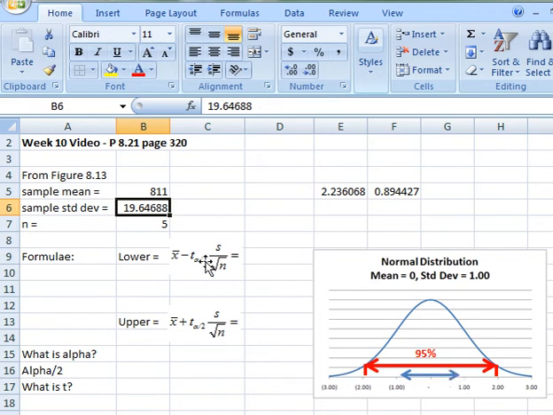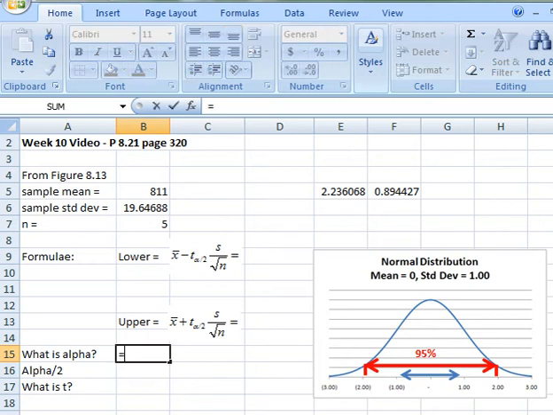Okay, let's get back to figuring out what T alpha over 2 is. First question, what is alpha? Well, alpha is really the inverse of the confidence level of 95%. It's our unconfidence level, if you will. It's our uncertainty. So this is going to be equal to 1 minus 0.95, or 0.05. That's alpha.